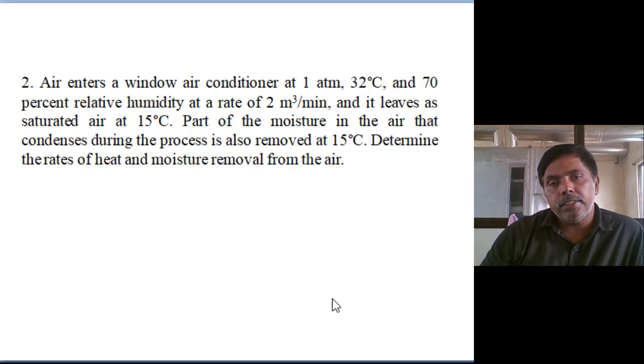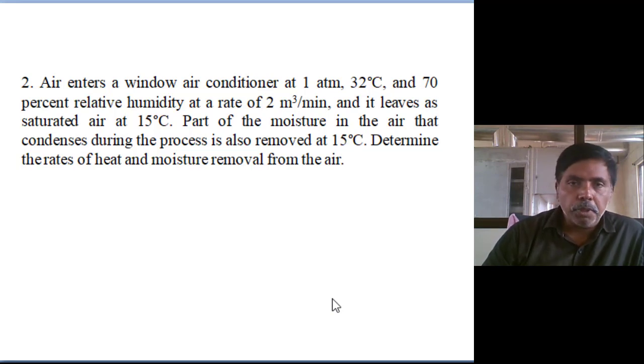Air enters a window air conditioner at 1 atmosphere. Atmospheric pressure is common; I already mentioned it, whether they give it or not, it's secondary. What is the initial condition? The initial condition is 32 degrees and 70% relative humidity.